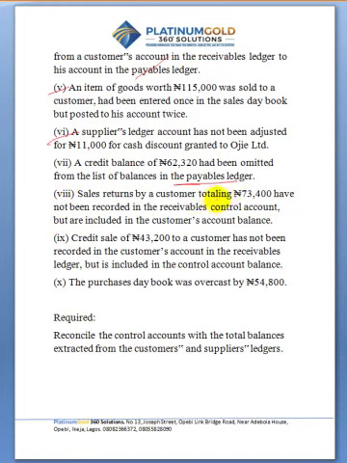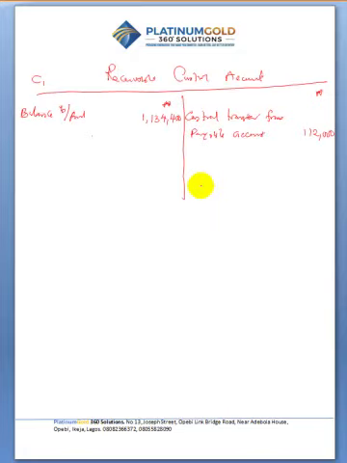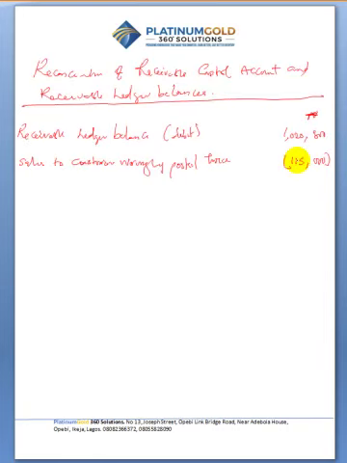Sales returned by customer totaling 73,400 have not been recorded in the receivable control account. So we have to put it in the receivable control account. So we have it as sales returns, and that is 73,400. Okay. Let's see the other items.